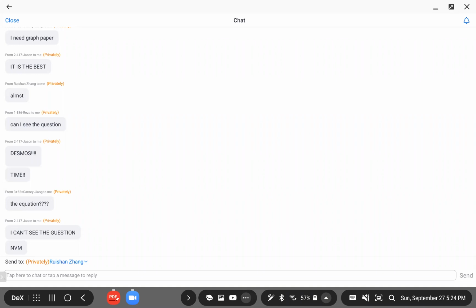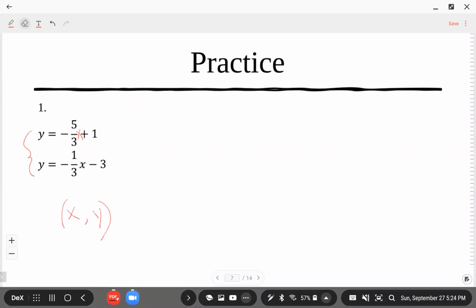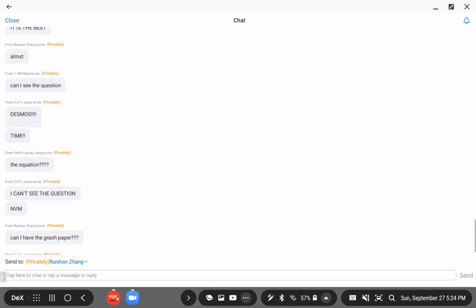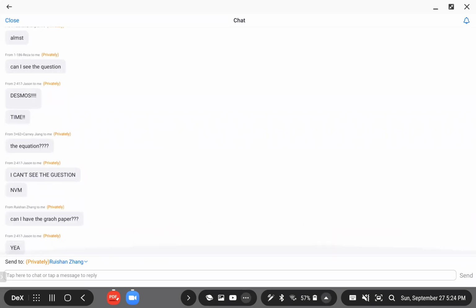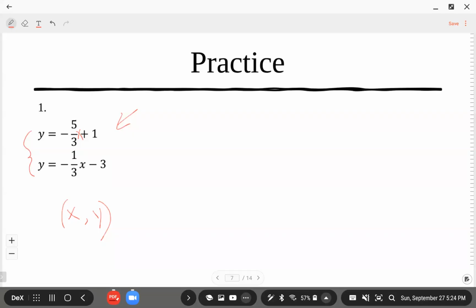Okay, so you can't see the equation. This is the system, okay? So can you see it now? Okay, so Ray-san, you don't need the graph paper. Just draw a graph of your own. Okay, so I'll walk you through it. On this tablet, I don't have graph paper either, so you just have to draw a graph. Very easy. Just the y-axis, x-axis, and then you just have to mark them.